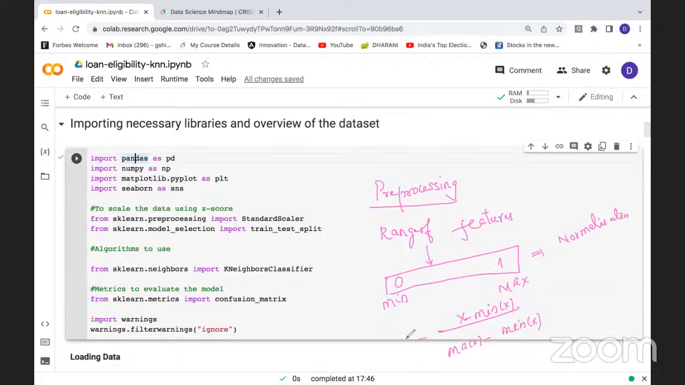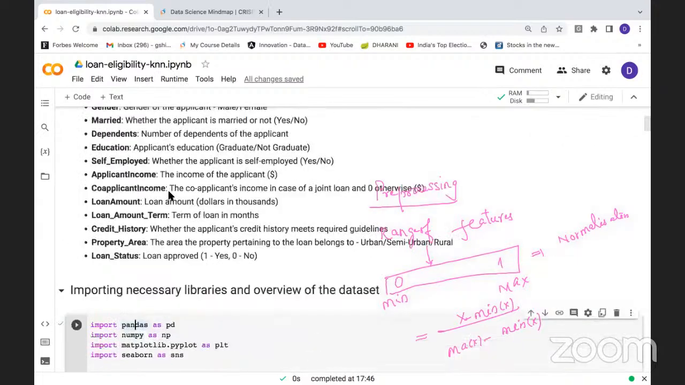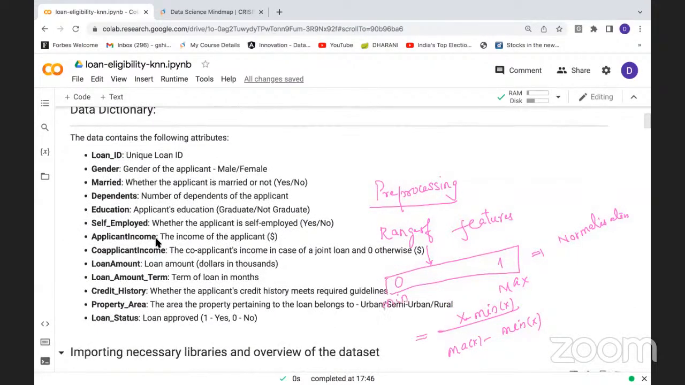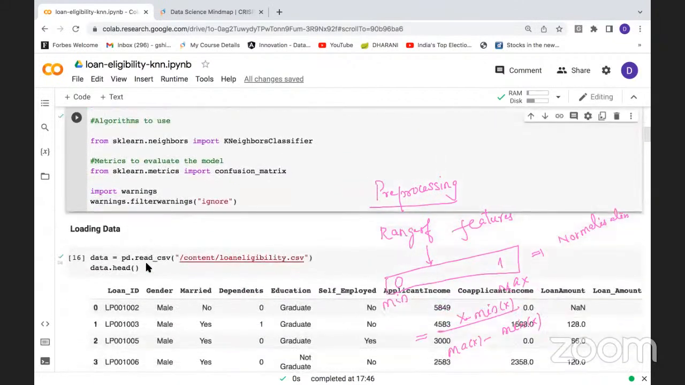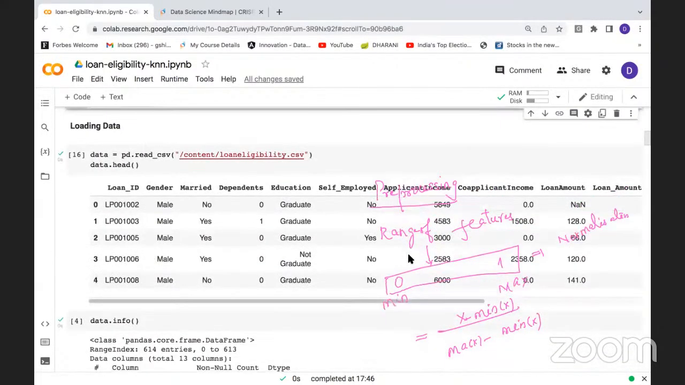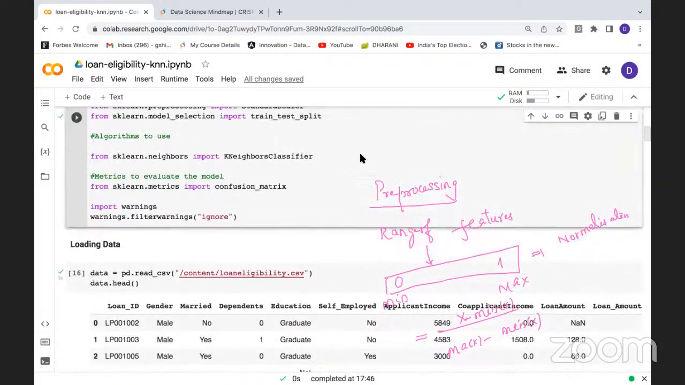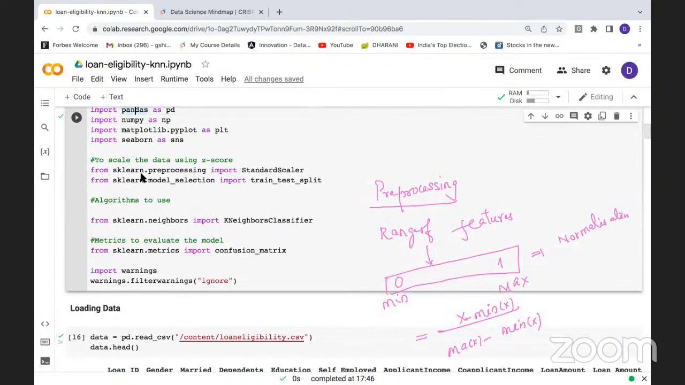If you do this, all the data points in our data, if they are numeric, like income, co-applicant's income, loan amount, these are numeric and of different ranges. If you see here, all have to come into the same range. So you apply normalization, and that is available in sklearn preprocessing, importing StandardScaler.